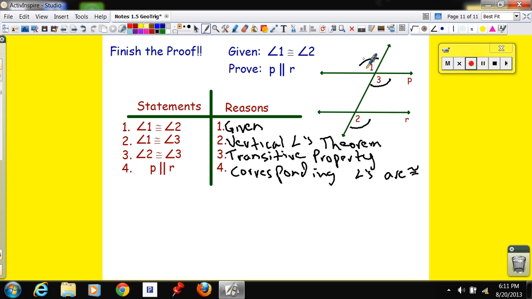1 and 2 are actually alternate exterior because they're alternating and they're on the outsides. And then we had the consecutive interior that added up to 180. But corresponding angles are the ones you're going to see the most often. So you really have to get down the fact that 2 and 3 are in the same exact position, both in the lower right side, so they're called corresponding angles.